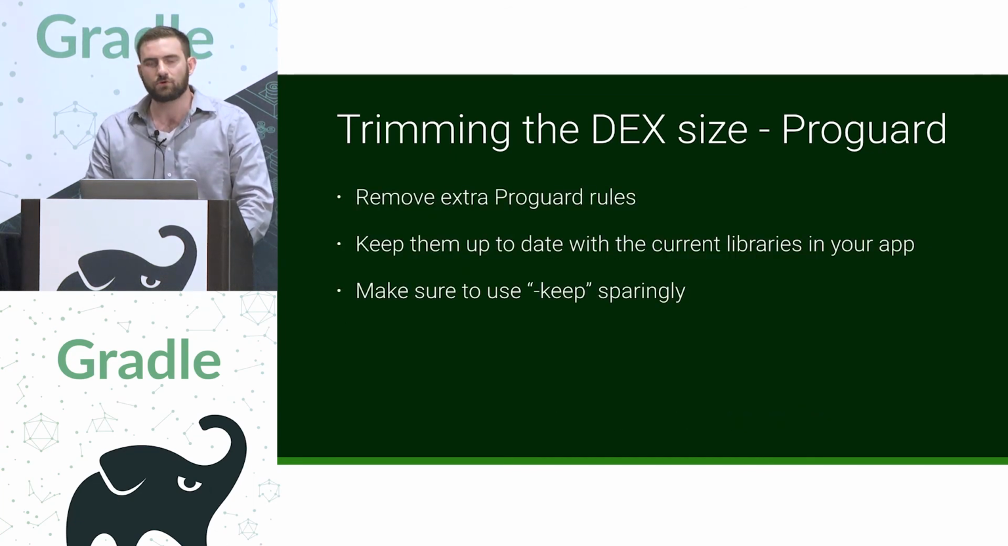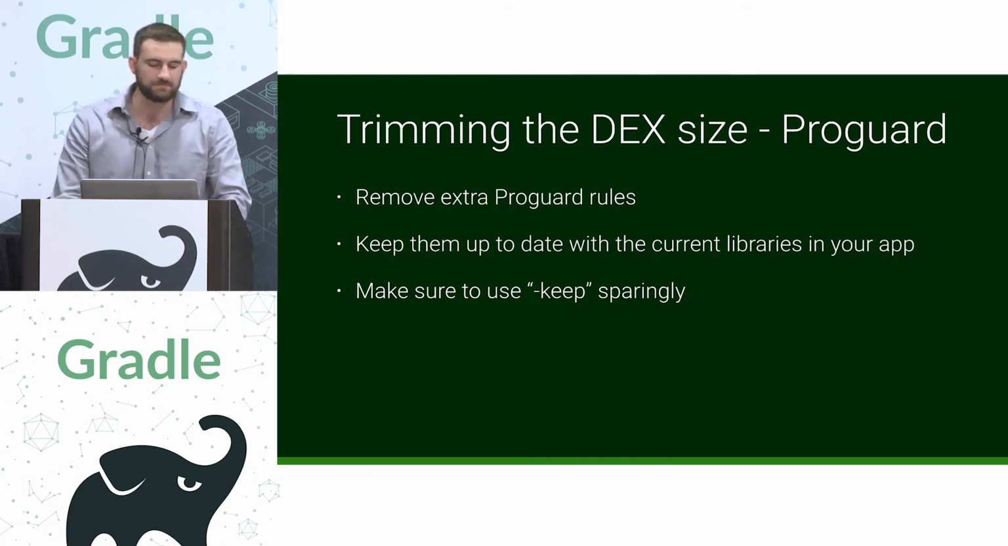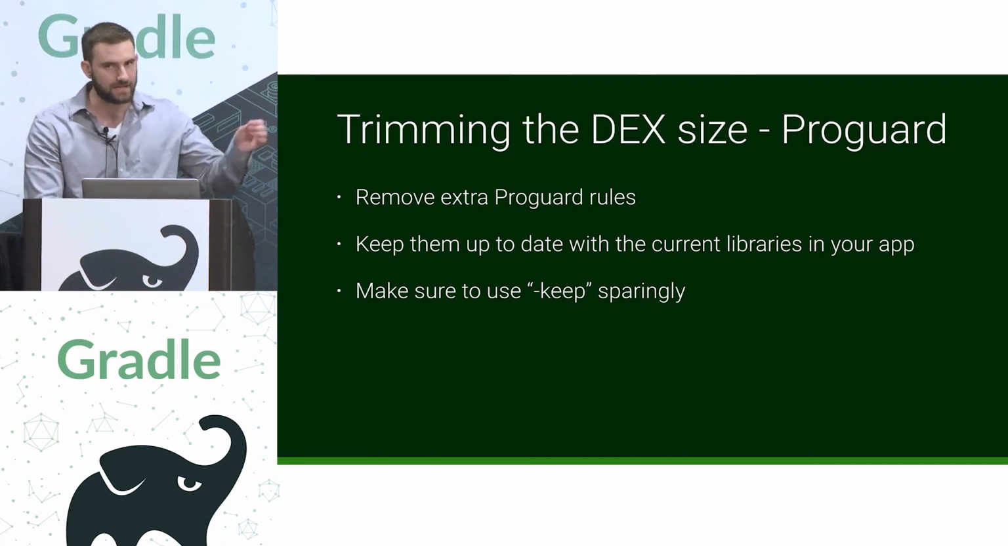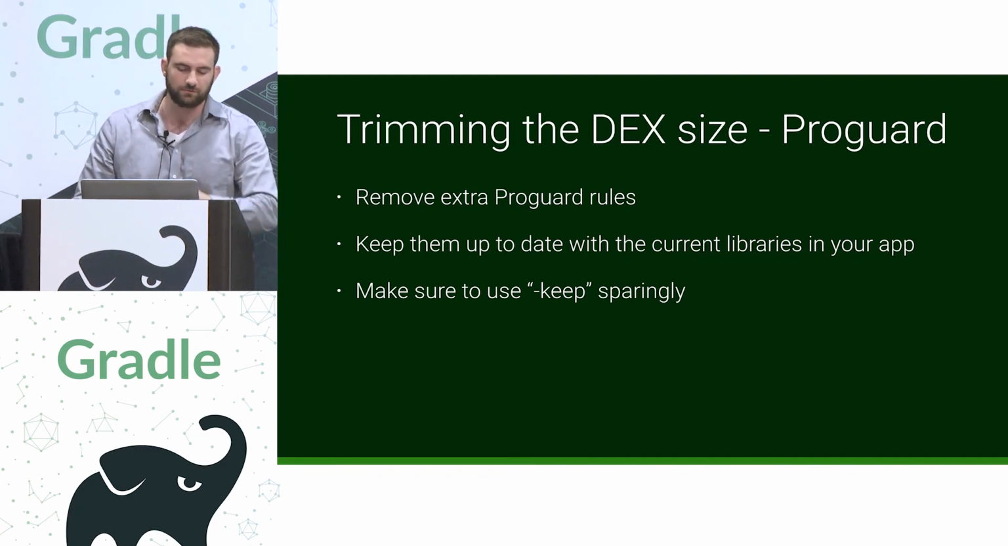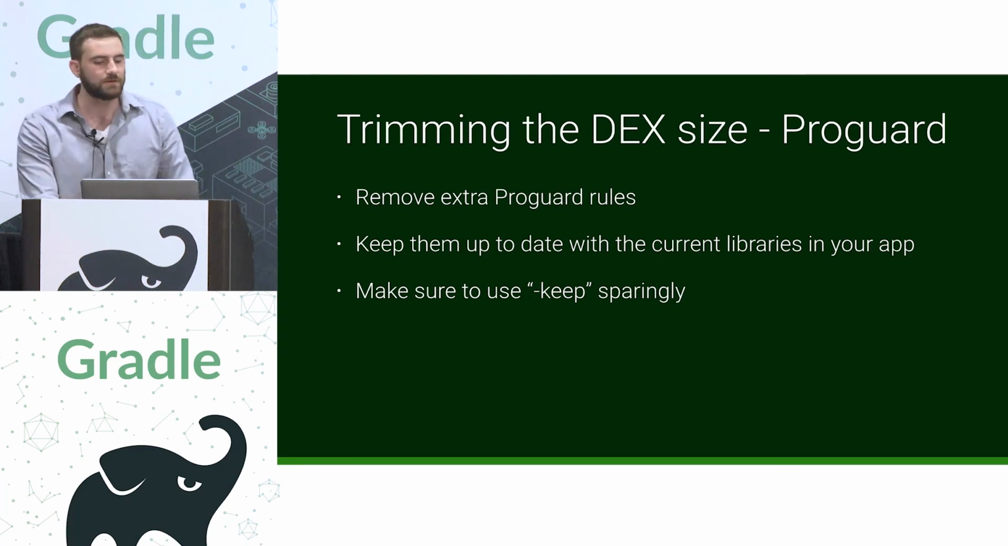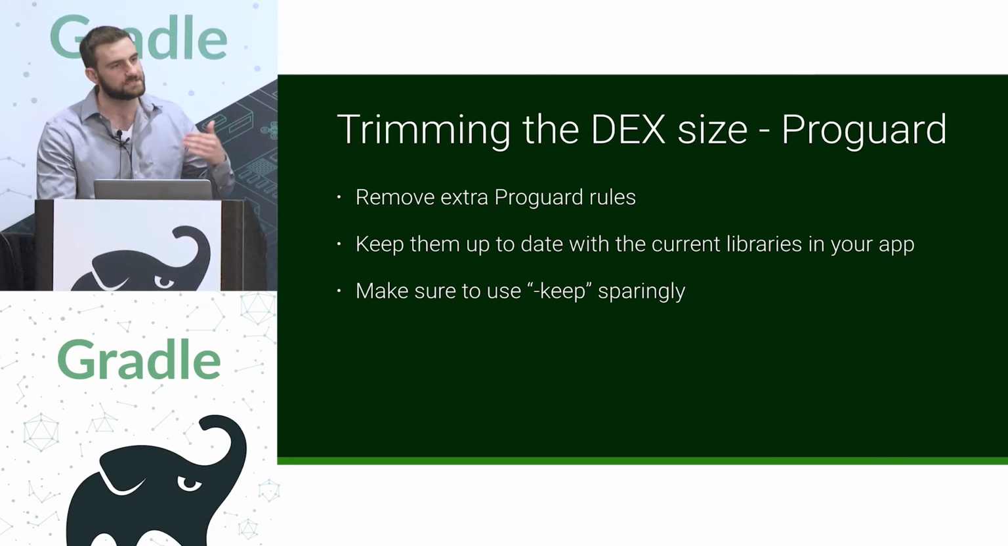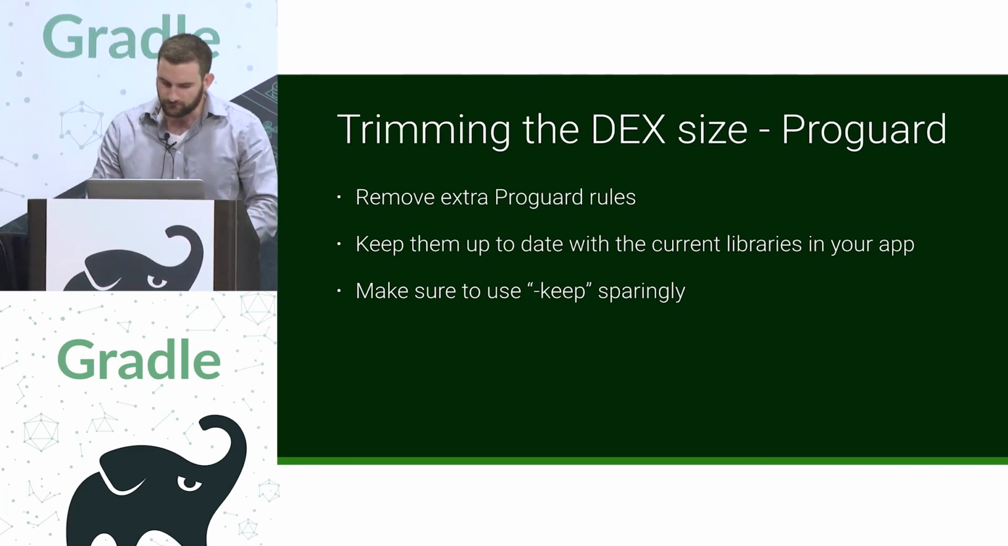So some of the things you can do with Proguard would be simply to remove extra Proguard rules. I would say keep them up to date with your current libraries that are actually in your app. So when you add or remove libraries, make sure you update the existing ones moving forward and remove the older ones also moving forward. Another takeaway is to make sure you use keep sparingly. This is also something I see very common on Stack Overflow. And let's move to an actual example.